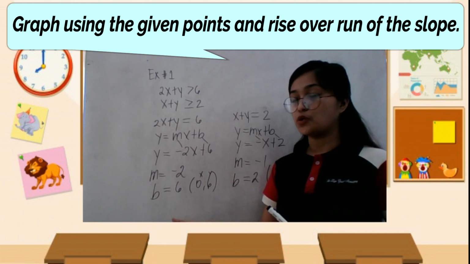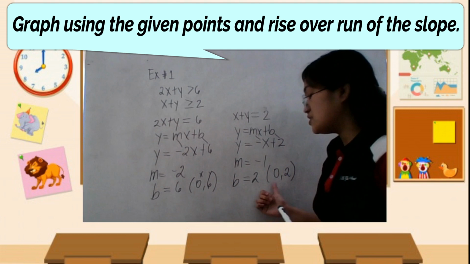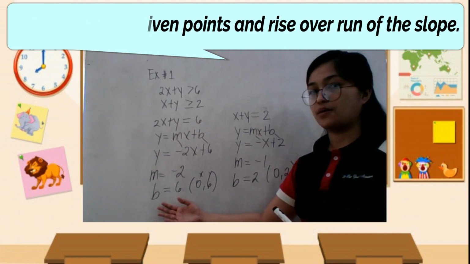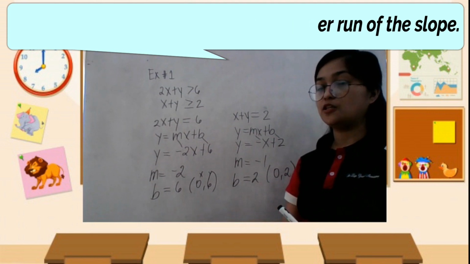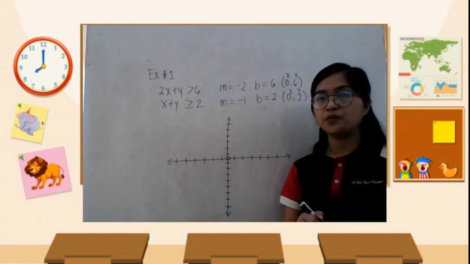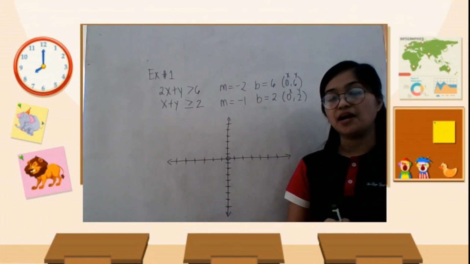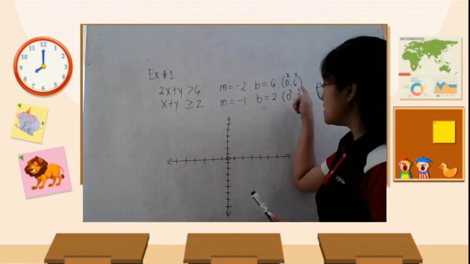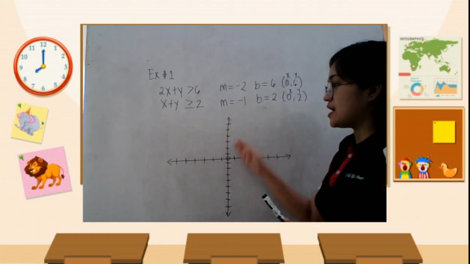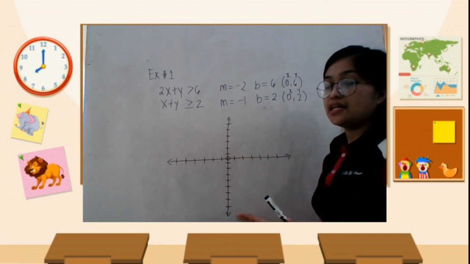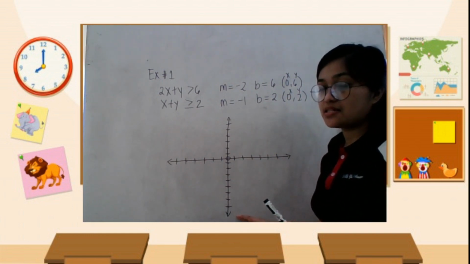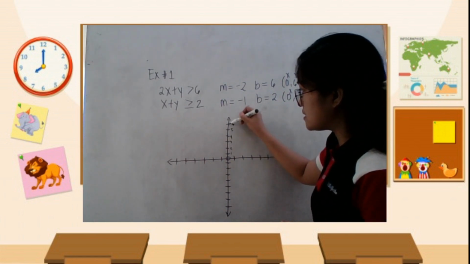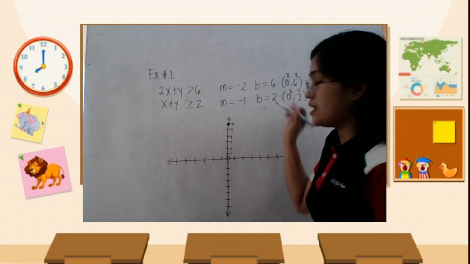The first point would be 0, 6 and 0 and 2. So unahin natin ito, 0, 6, igagraph natin. And then saka natin isunod ang 0 and 2. Okay class? So ang una nga po natin i-graph ay 0 and 6. So yung 6 natin ay sa y-axis, itong pa-vertical. Hanapin natin kung nasaan si 6. Since siya ay positive, so ibig sabihin nasa taas. 0, 6. Nasa mismo y-axis.